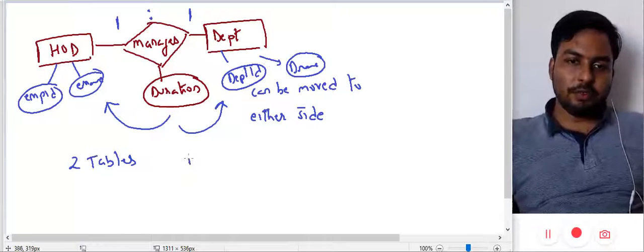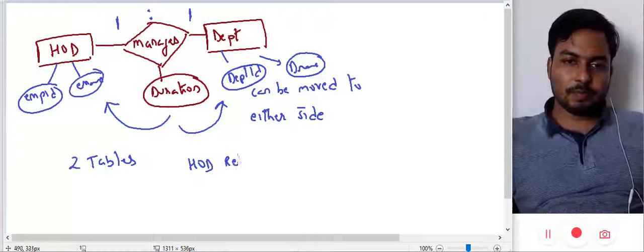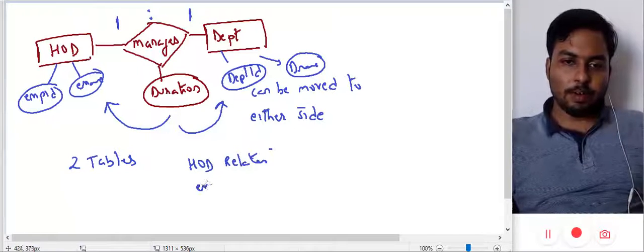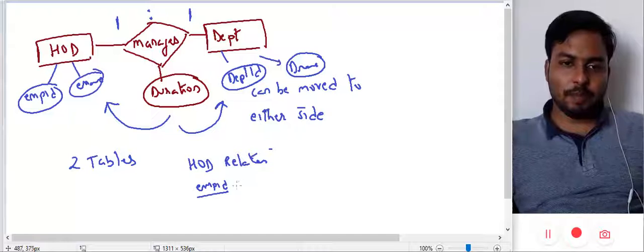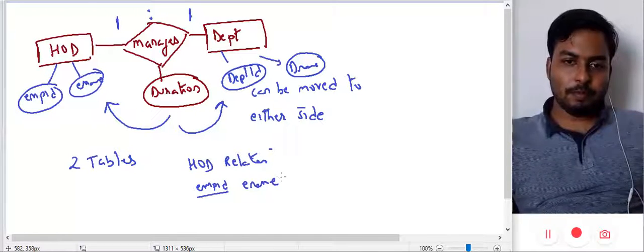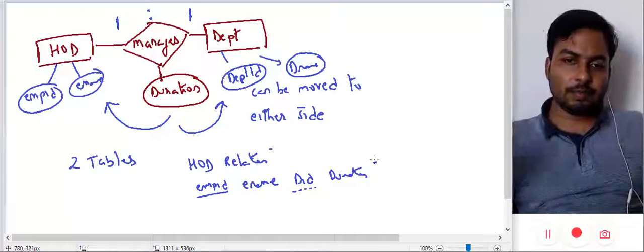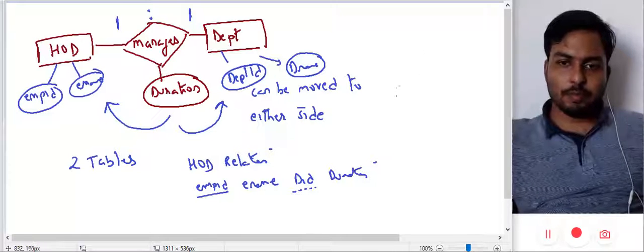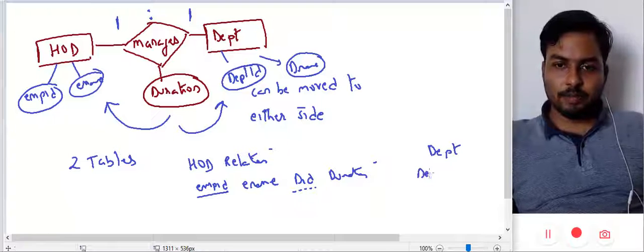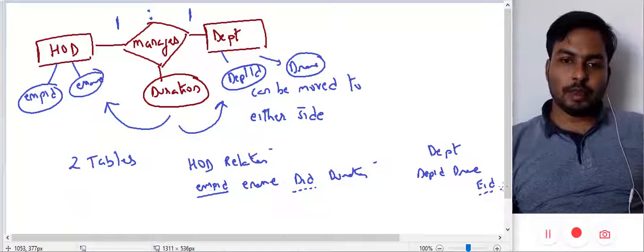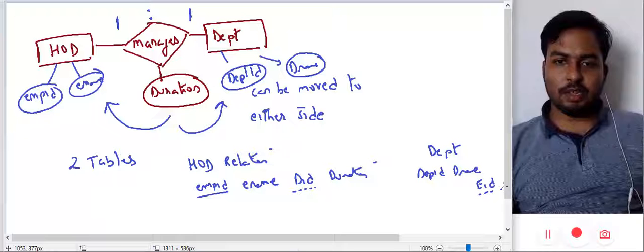Now, the first case can be that you will have an HOD relation. You can have the employee ID column as primary key, employee name, and department ID as a foreign key. You can have duration. In the same way, in another table, when you are drawing this, the department table will have just department ID, department name, and employee ID as the foreign key. Right? This is one scenario.